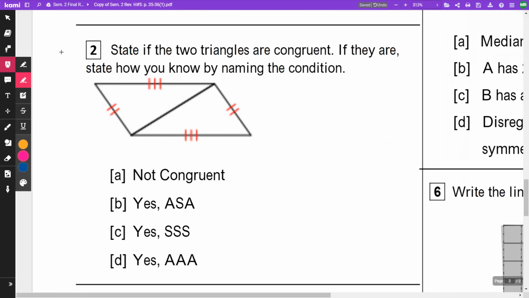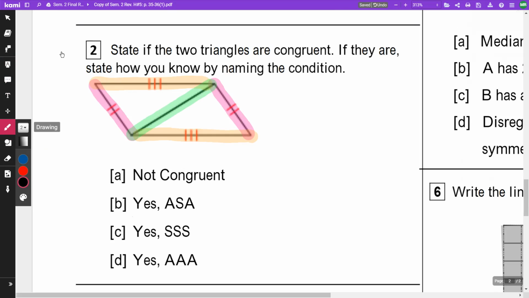On number 2, state if the two triangles are congruent. If they are, state how you know. So in this situation, I have this side and this side that are the same markings, so they're congruent. This side and this side, so I've got side, side. And then this middle line is actually in both of them. They both share that. So our answer is going to be, yes, they are congruent, and it's by side, side, side.